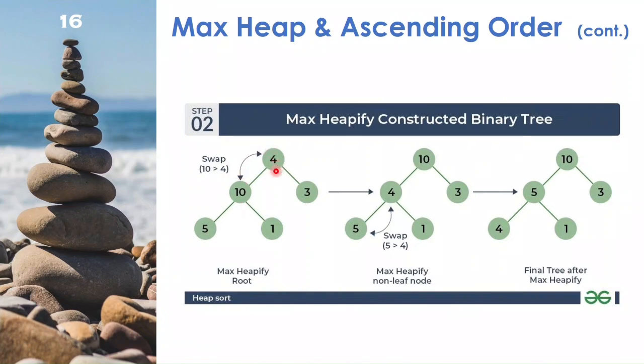So in here we should make sure that it's max heapified, right? The max heap property is maintained: each parent greater than or equal to its child. But in here it's nullified, 4 is smaller, so we swap it. 10 goes there. And then it's again nullified, 4 is smaller, so 5 goes there. And then we come here, it's okay, and it's okay. So after max heapifying, this is the final tree, right? Each parent is greater than or equal to its child.